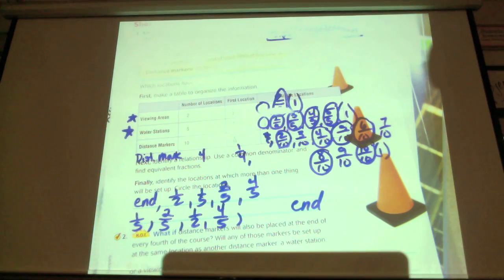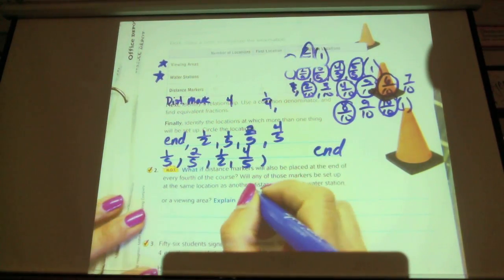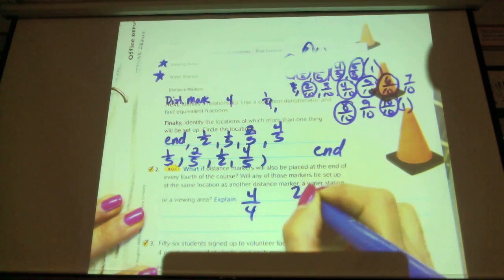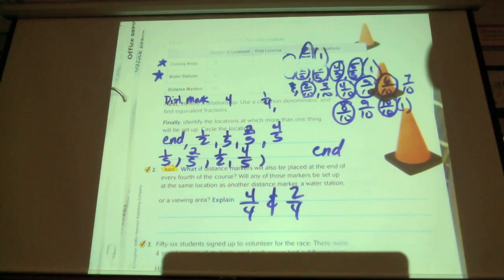Yes, there will be, so don't start shaking your head. You need to work it out like we just did here. So work on that on your own. Actually, I'll let you work with your elbow partner. Which locations on the 4ths will share a location with something else? The 4/4 and 2/4. 4/4 and 2/4. Who got 4/4 and 2/4?